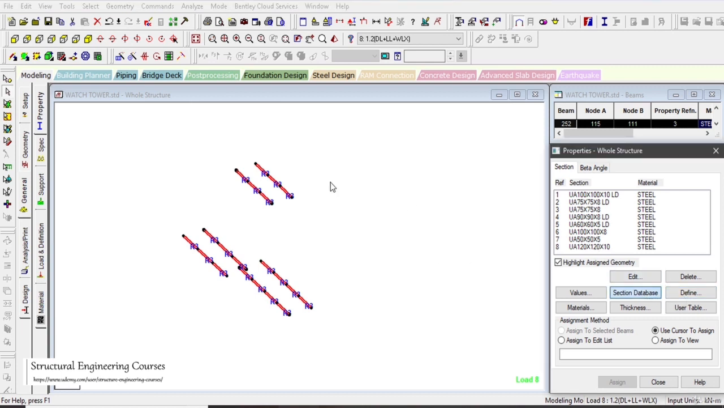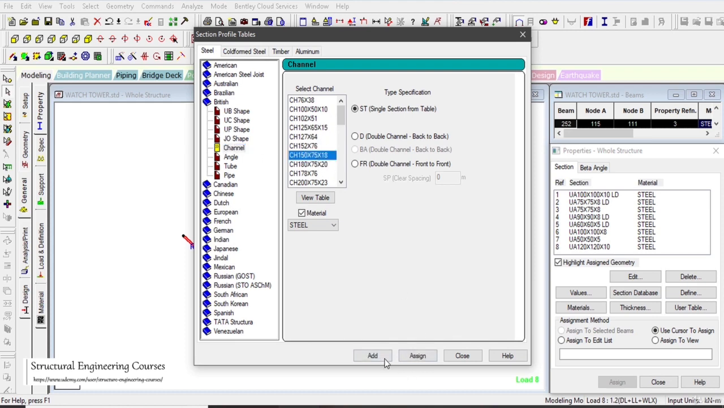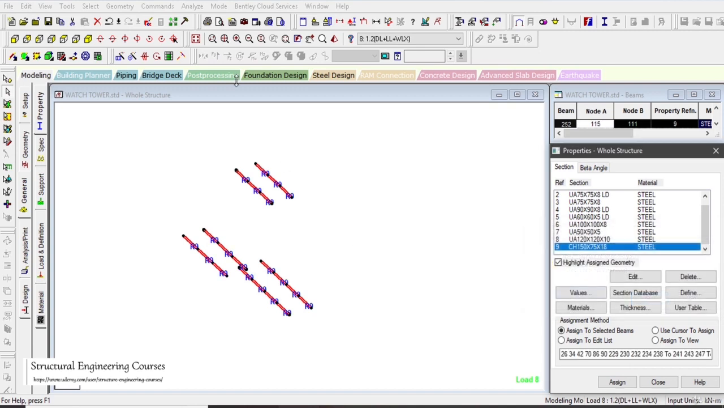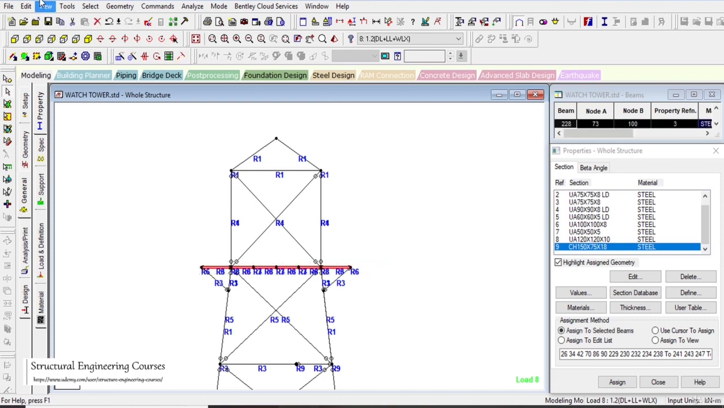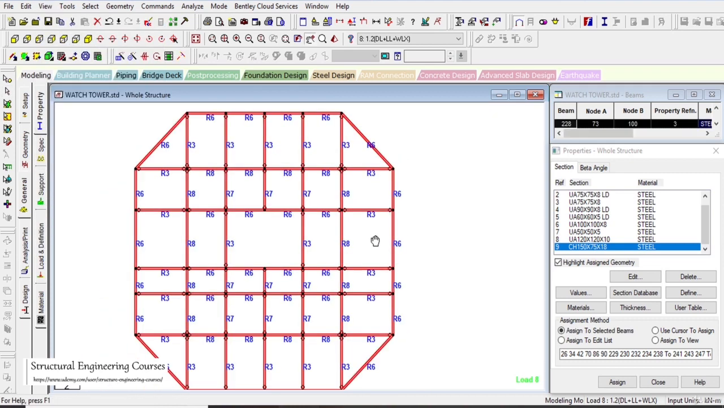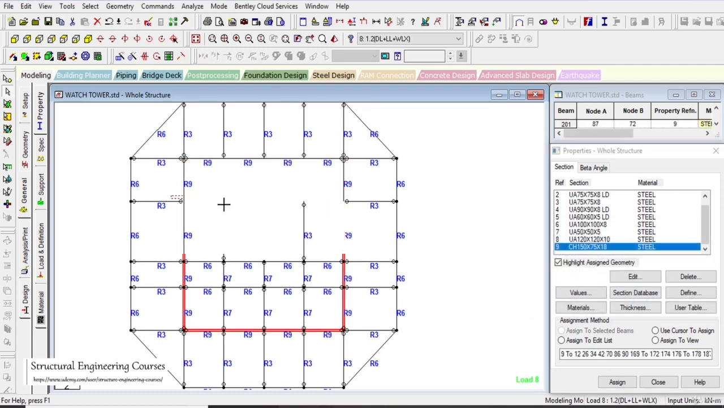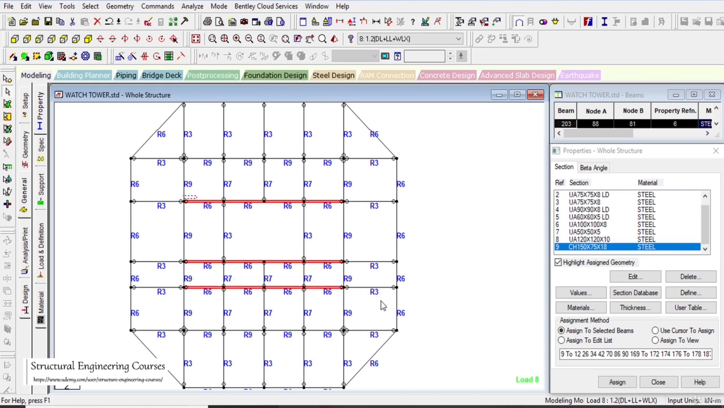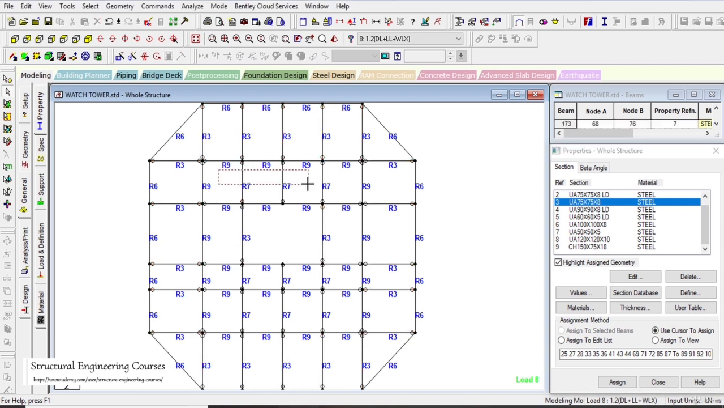We can go to the section database. We can go to this British channel and select CH 150, 75 and 18 for all of these members here. After that, we can select the platform on the top. To avoid the same type of errors or warnings, we can assign this main member as 150, 75, 18. These small members can be 75, 75, 8.